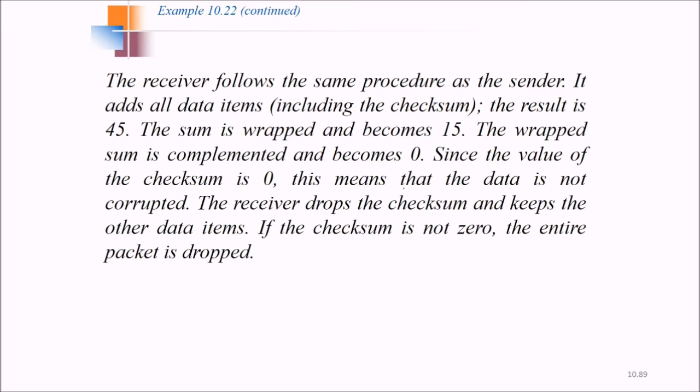It adds all the data items, including the checksum which is sent. The result will be 45. The sum is wrapped and becomes 15. So the wrapped sum is complemented and it becomes 0. And since the value of checksum is 0, this means that the data is not corrupted. The receiver drops the checksum and keeps the other data items. If the checksum is not 0, the entire packet is dropped.